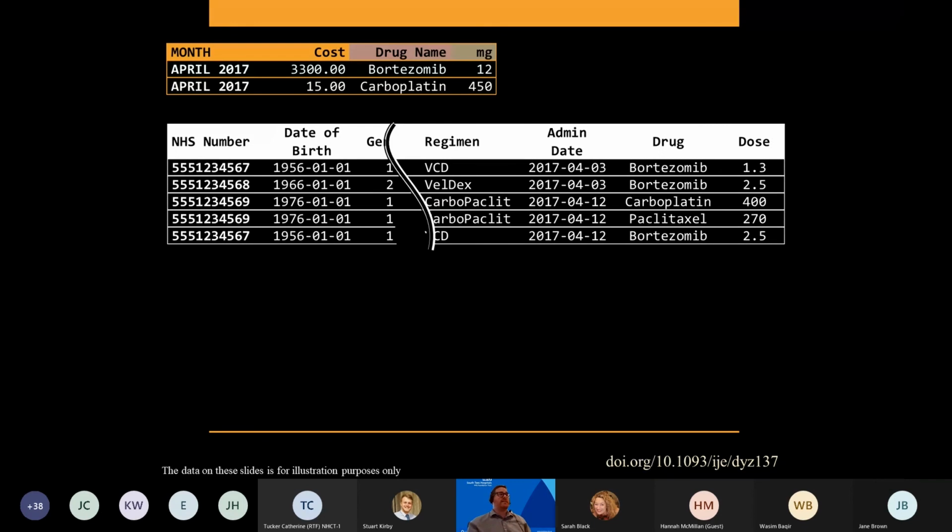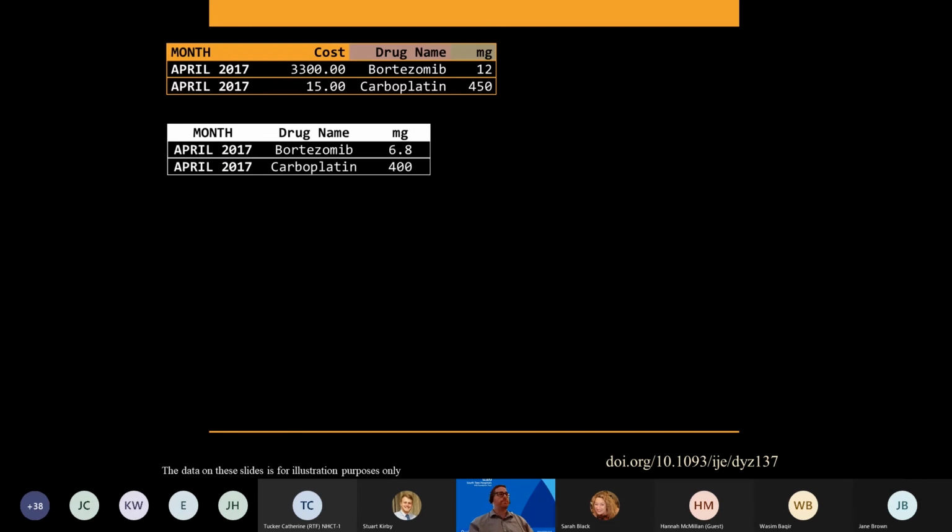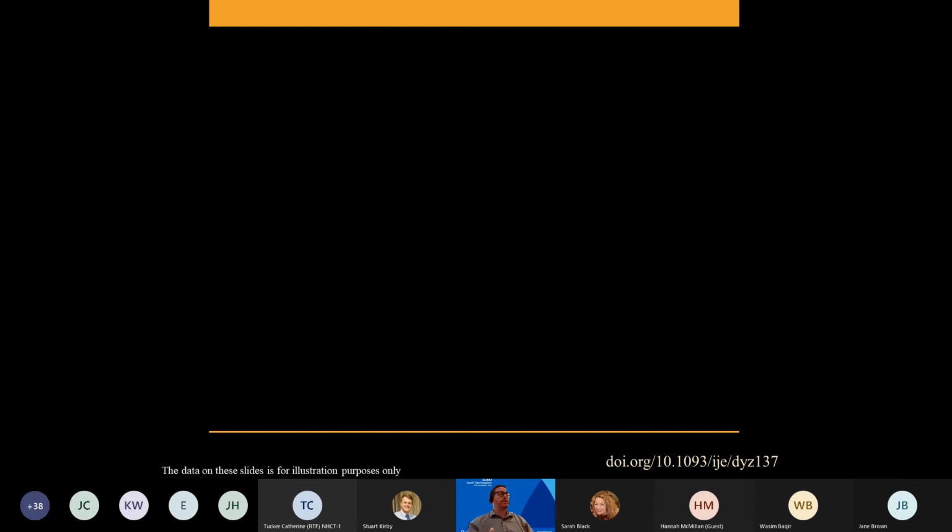Then we took the SACT data set, which is this giant data set of data that every trust is uploading. There's multiple fields. I've just selected out the relevant bits. Again, we didn't need any of the patient identifiers, so we just deleted those out of the data. And we only wanted certain drugs, so we deleted drugs we weren't interested in. And again, we summarized that by drug. And we got a table that looked something like this. So this was the number of milligrams we'd actually recorded as administering to patients.